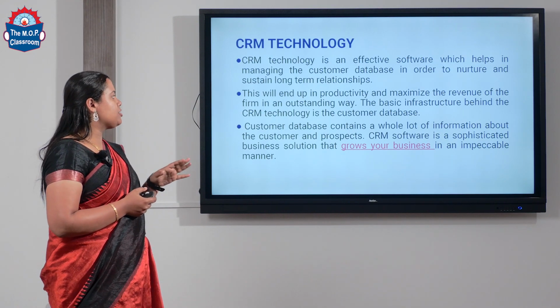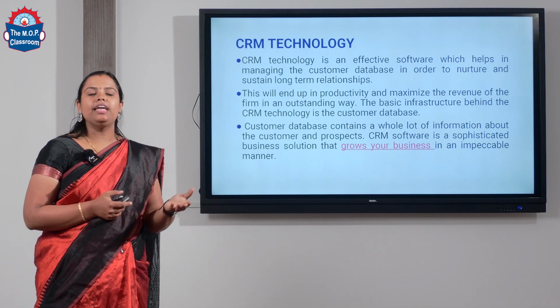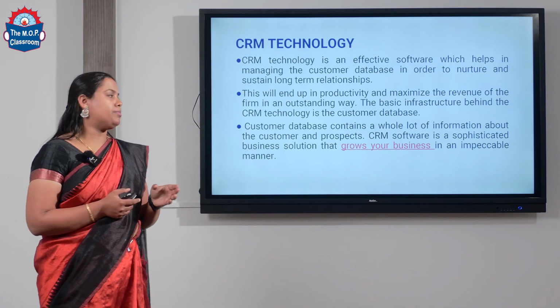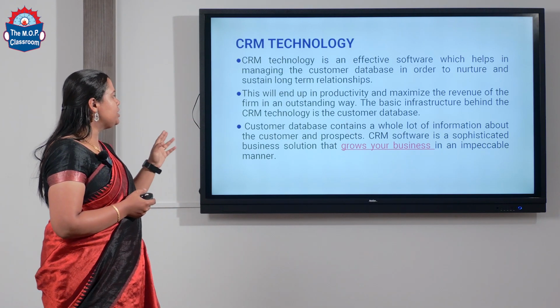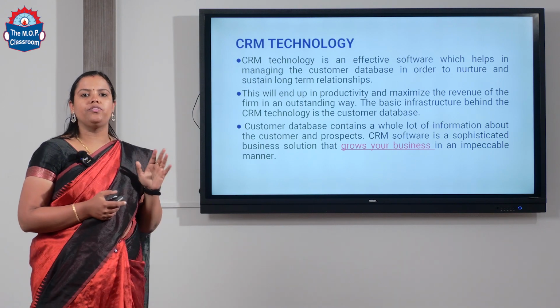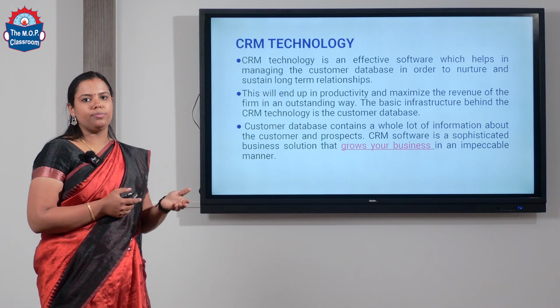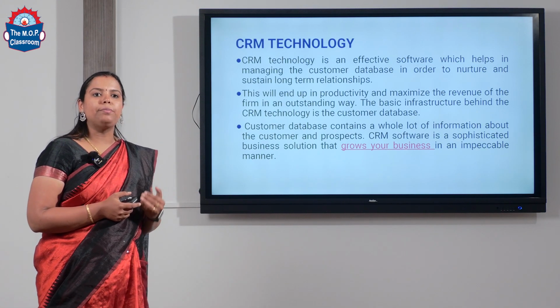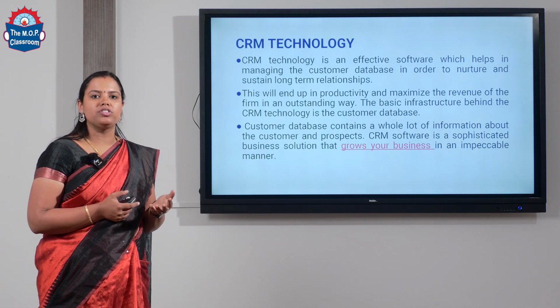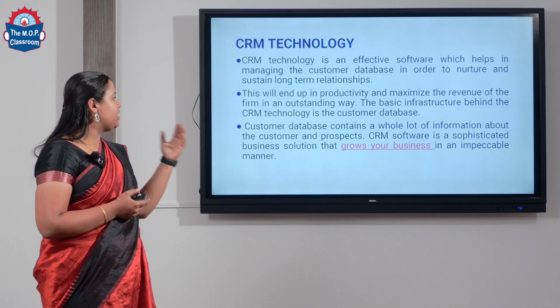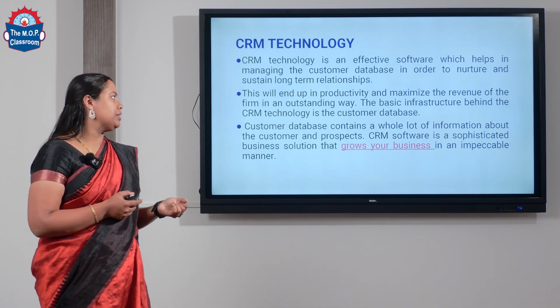So the basic infrastructure for taking up this CRM technology will be your customer database. This will definitely confirm a lot of information about the customers, their taste and preferences, and what the future prospects of the particular business are. So this will help a business move into a more sophisticated stage where it will grow in a very impeccable manner.